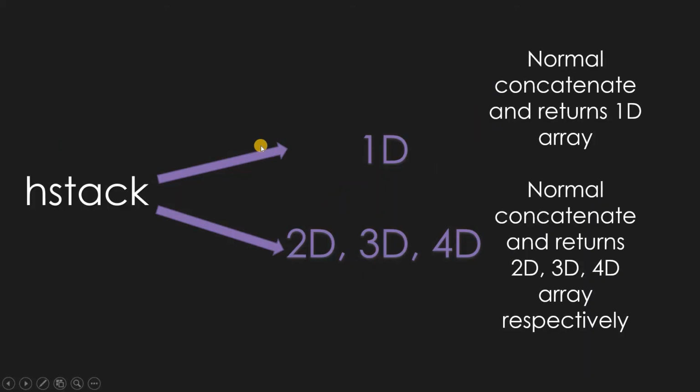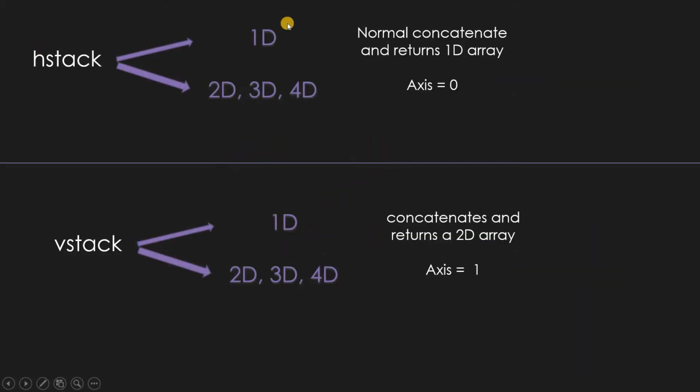Now let us see some differences between hstack and vstack. In hstack, with 1D arrays, it will simply concatenate and return a 1D array. But in vstack, when you try to stack 1D arrays, it will not throw an error. It will just give us a 2D array. That's all. For 2D, 3D, and 4D arrays, they basically work like the concatenate function. But in hstack the axis is 1, and in vstack the axis is 0. So here's a correction. So that's all for this tutorial.